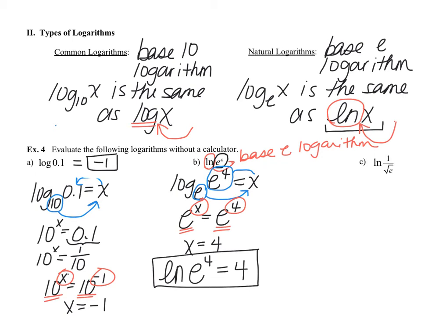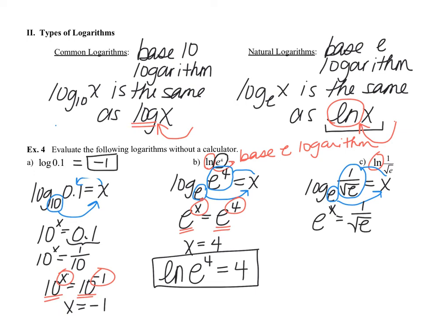Our last one is natural log of 1 divided by the square root of e. Like our last example, because this is a natural log, we know automatically that the base is e. So if I rewrite this logarithm, it would be log base e of 1 divided by the square root of e. And I don't know what that equals, so I'll equal it to x. Again, we're going to use our base and rewrite this in exponential form. So e raised to what power, the x power, will equal this entire argument. That's going to be e to the x power is equal to 1 divided by the square root of e.